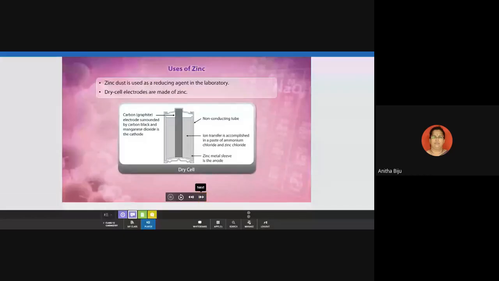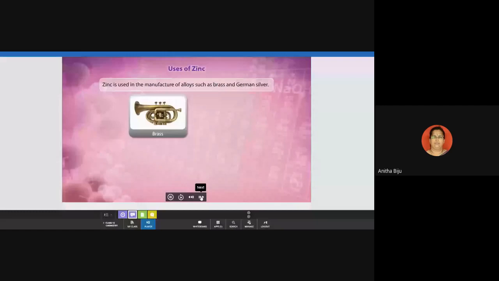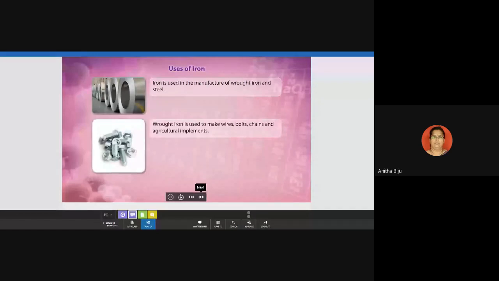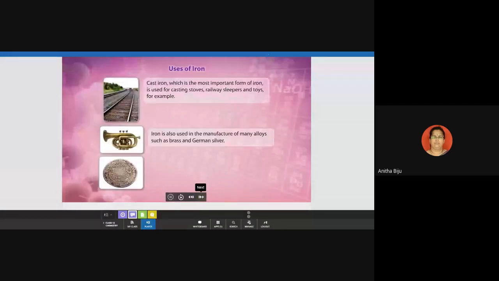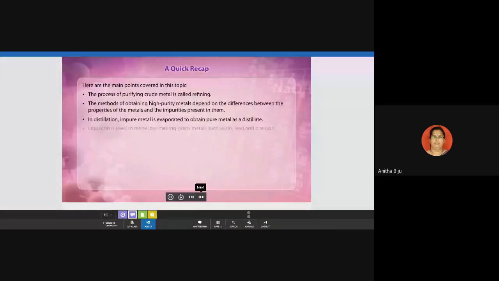So that particular covering is zinc metal. The diagram is already given. So this is all about zinc. One more use. It is again used for making alloys. Then uses of iron. See here it is already mentioned, wrought iron. Most pure form of iron. Since it is malleable and ductile, it is used for making wires, balls, chains and agricultural implements. And this use is also known to you. So let us conclude this topic here. This is the end of the chapter.